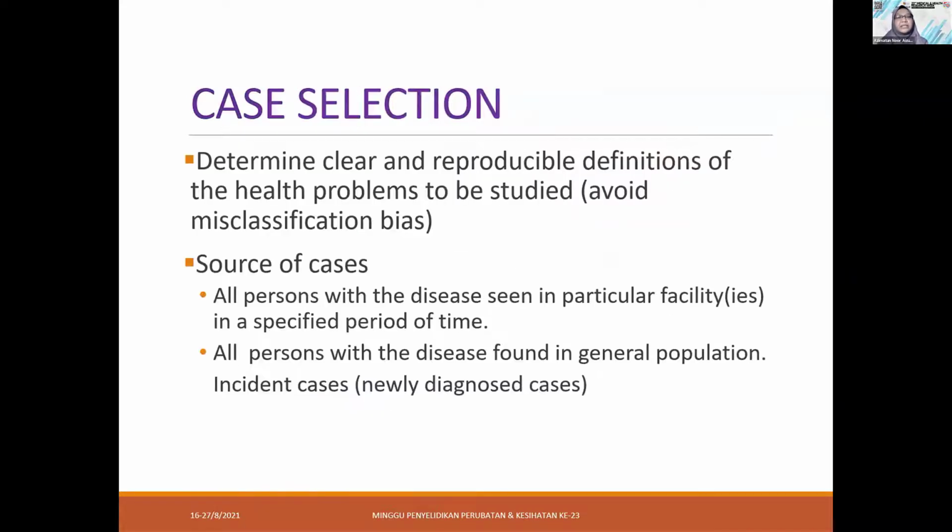Okay, so we look at what are actually the factors that influence that person to become a case. Yeah? Case selection: determine a clear and reproducible definition of the health problem to be studied as much as possible, avoiding misclassification bias. Yeah. And sources of cases can be all persons with the disease seen in a particular facility, for example HCTM, in a specific period of time. All persons with the disease found in the general population also can be used. The term is actually incident cases, newly diagnosed cases, so that they can become our cases.